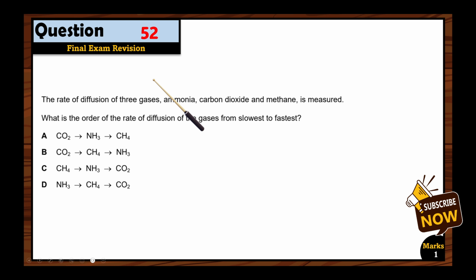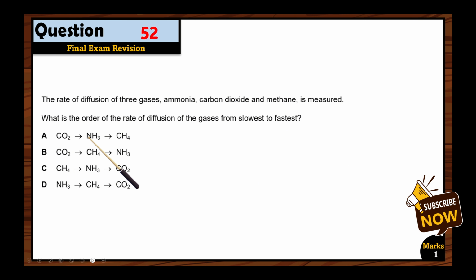Question number 52. The rates of diffusion of three gases, ammonia, carbon dioxide, and methane, are measured. What is the order of the rate of diffusion of the gases from the slowest to the fastest? Okay, slowest. Which gas will diffuse slower? Of course, the gas which has the highest molecular weight. So compared to CH4, NH3, and carbon dioxide, of course, carbon dioxide has the highest molecular weight. So option A or B can be right.